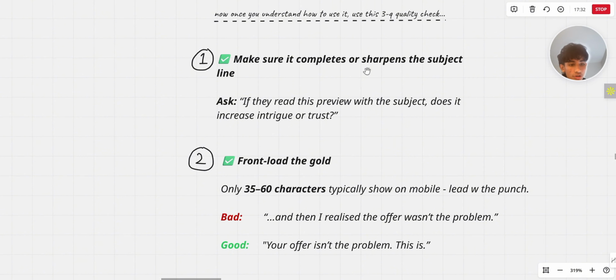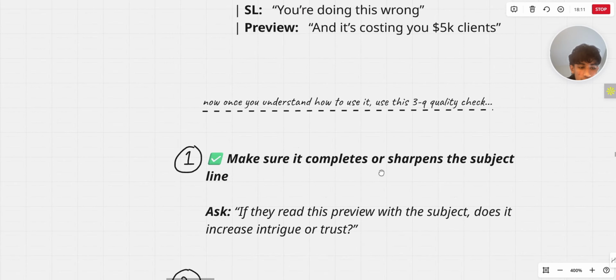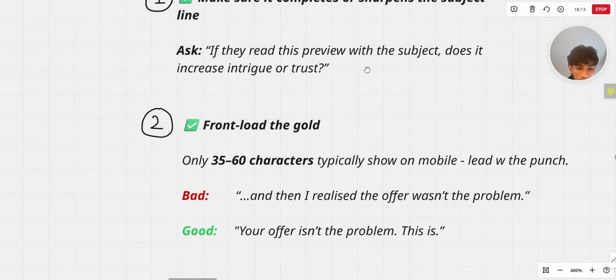We have to ask ourselves after we write it: if they read this preview text with the subject line, does it increase intrigue or trust? If it doesn't, then remove it. Leave it blank, okay? Don't let it autofill. It's better to have blank preview text than to have something that doesn't flow with the rest of the subject line or doesn't achieve one of these three purposes, because in that case, it can hurt you more than help.